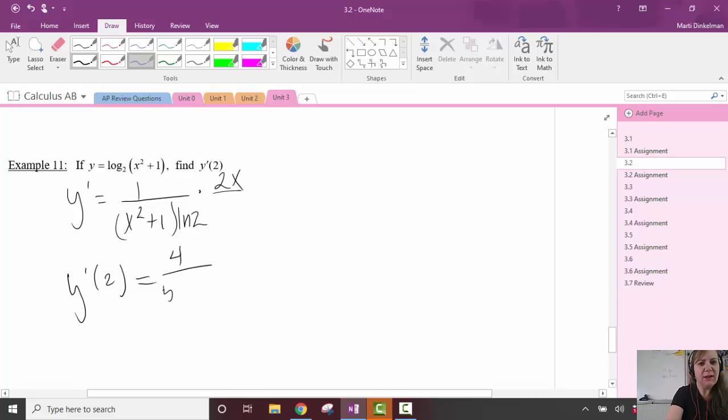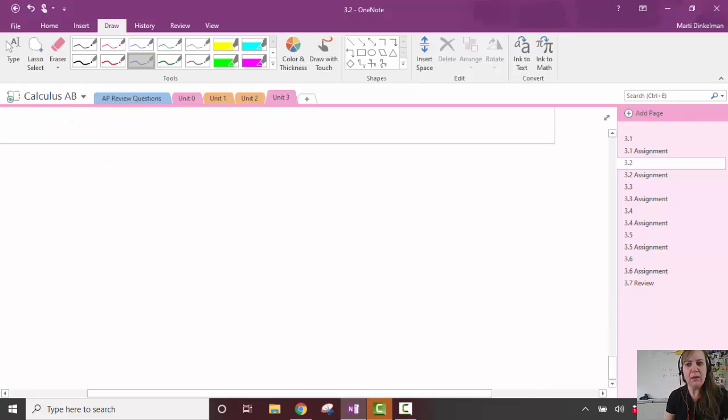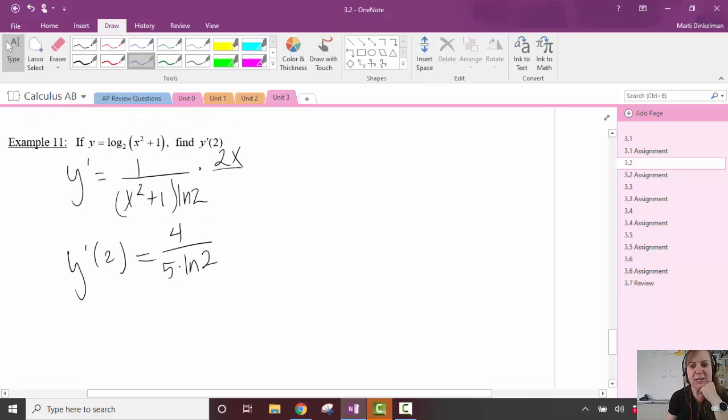2 squared plus 1 is 5. And then I also have a natural log of 2. And we can just leave it that way. If you really want to calculate it with the calculator, you're welcome to do that as well. Okay, so get to the assignment on finding the derivatives of e's and logs.